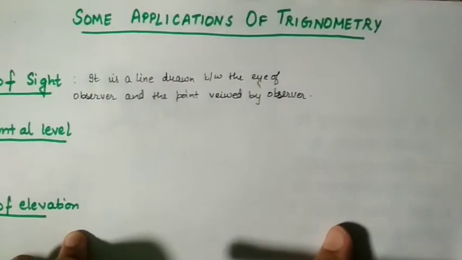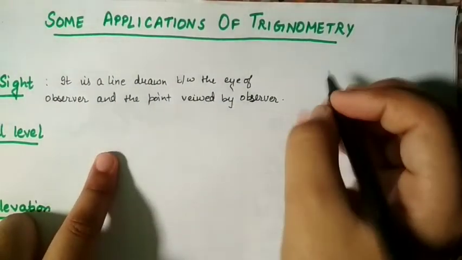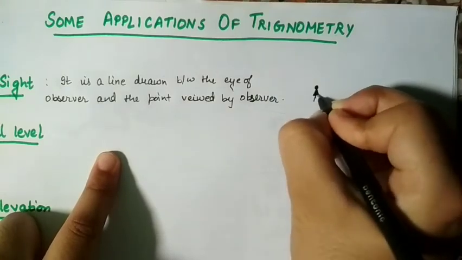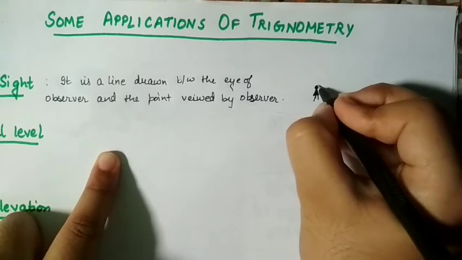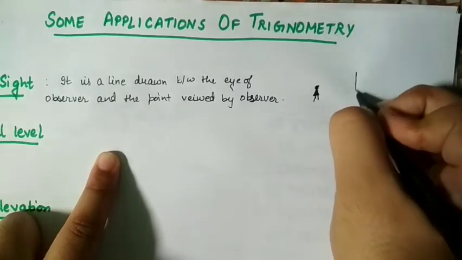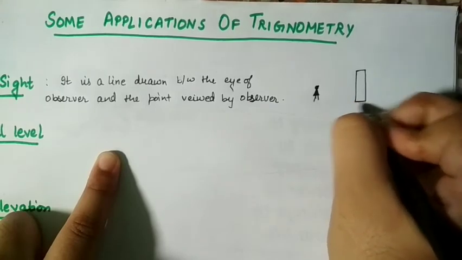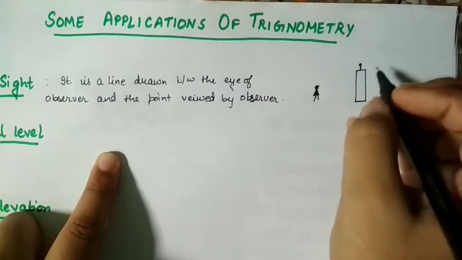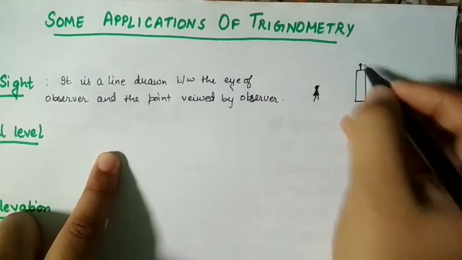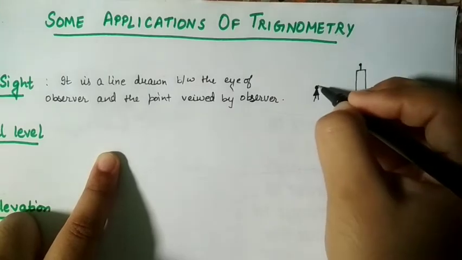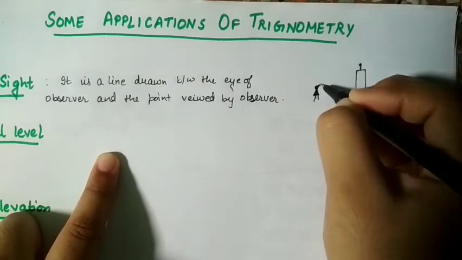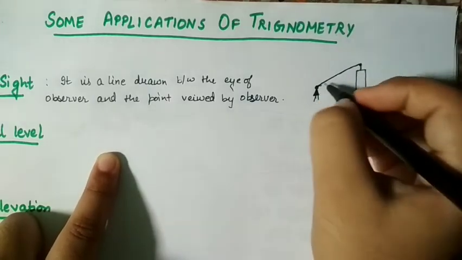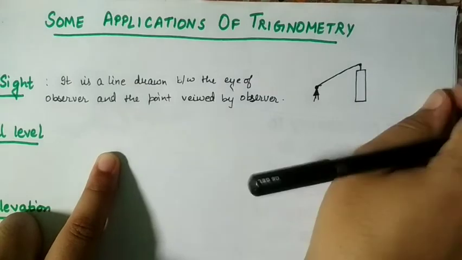Okay, it means the line that joins the, if this is the observer, and this is the eye of the observer, and here it is a building on the top of which someone else is standing, and this person is viewing that person. So the line that joins the eye of the observer to the point that is viewed by the observer is called the line of sight. So this line is the line of sight.